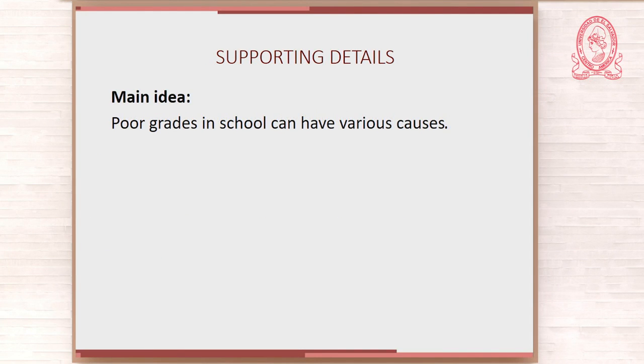Let's continue working with the main idea of the first paragraph. Poor grades in school can have various causes. We are going to identify the major and minor details. You may pause the video and take a couple of minutes to go back and read the paragraph one more time.